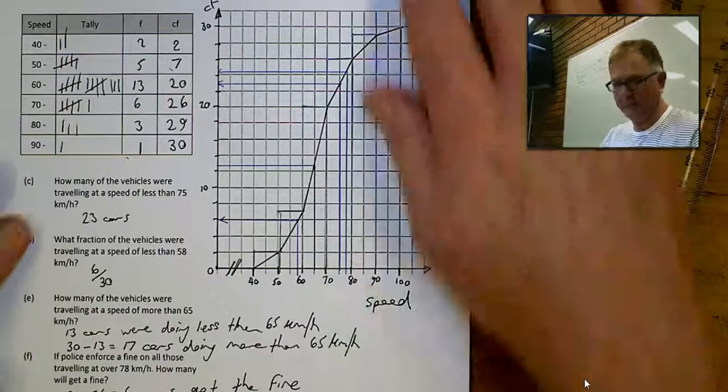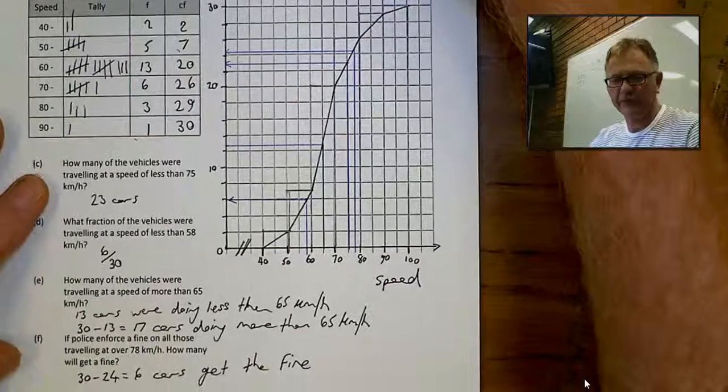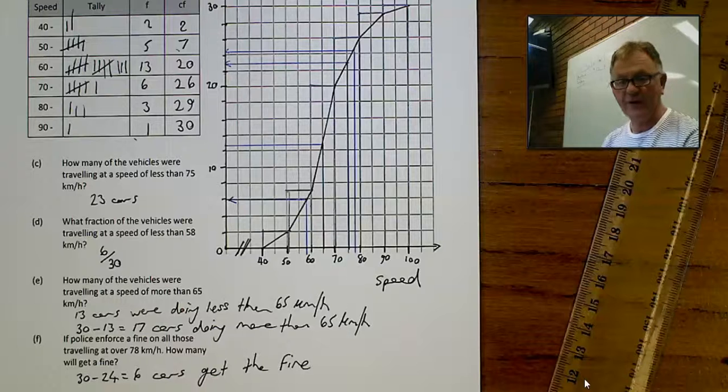Can you see that? Probably not. Let me just fix that just so you can finish it. There we go. Okay, and that's how you draw an ogive.